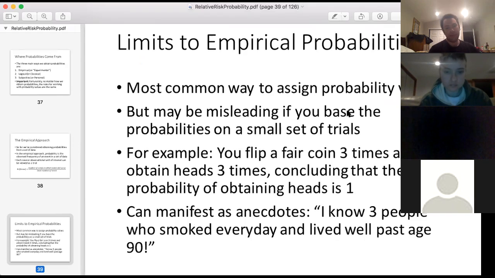And that could actually lead to a manifestation as an anecdote. It's very possible that you might hear someone say they know 3 people who smoked every day and lived well past the age of 90. Well, that's just an anecdote. And I'm sure if we put it to the test of an empirical trial, it wouldn't pass muster.